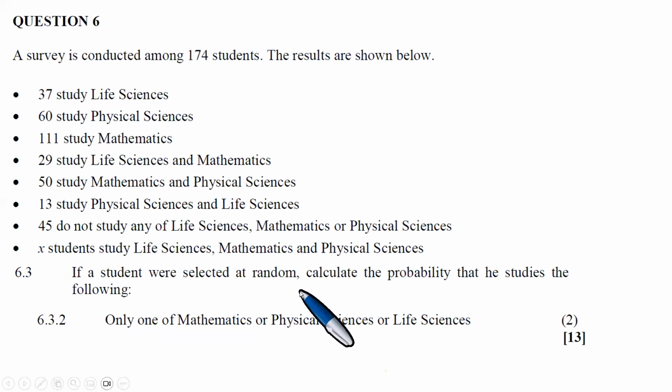If a student was selected at random, they just go to the group of students, to the class, and choose one student at random. Either it's a boy or a girl, it doesn't matter, they just choose one. Calculate the probability that he studies the following: only one of mathematics or physical sciences or life sciences. He's doing only one of the three. What is the probability? Forgive me, please.